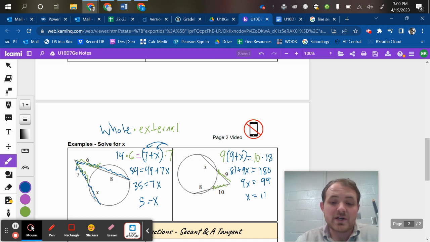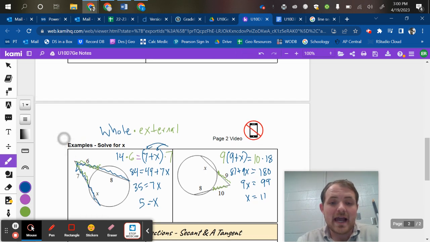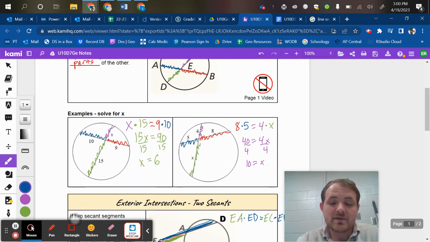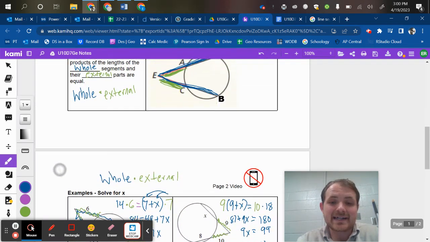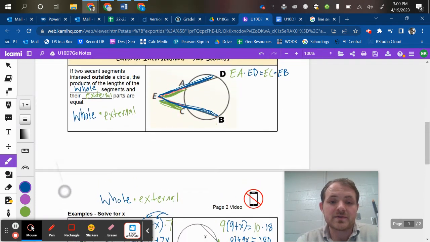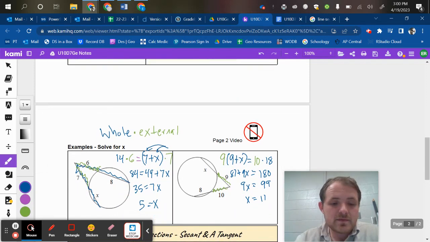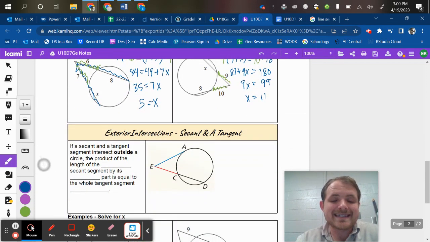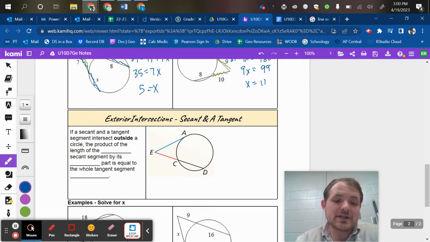So that is the situations when you have internally intersecting lines from two chords and externally intersecting lines from two secants. Stay tuned for one more video about the secant line and a tangent line intersecting on the outside. The relationship changes just a little bit.